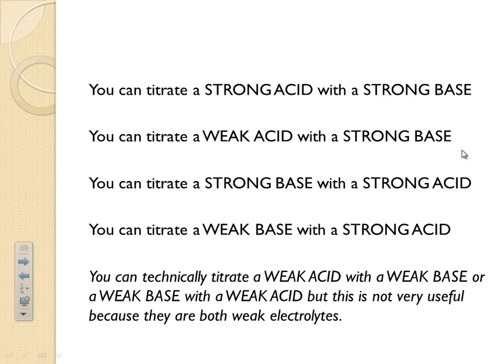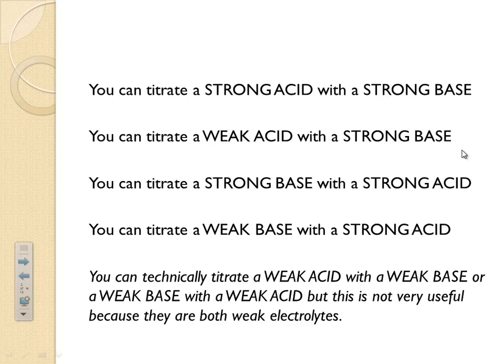To mix 2 weak components together is possible, but it's not very useful because they both have ionization constants. And a titration, if you remember, is a lab. You design it. So it makes more sense to select a component that's strong and will be a little bit more definitive for your results.